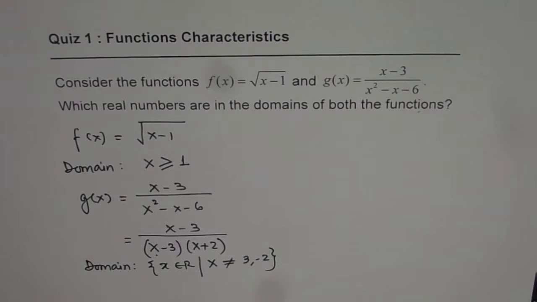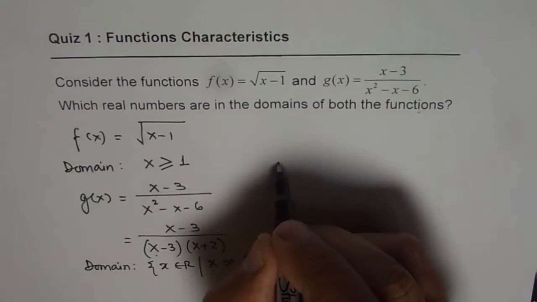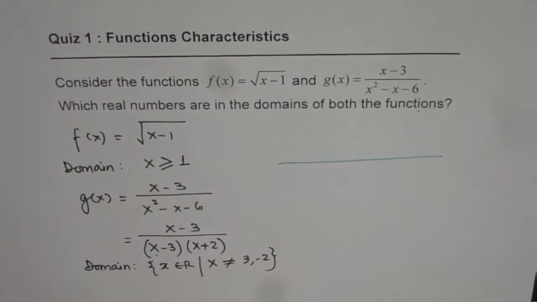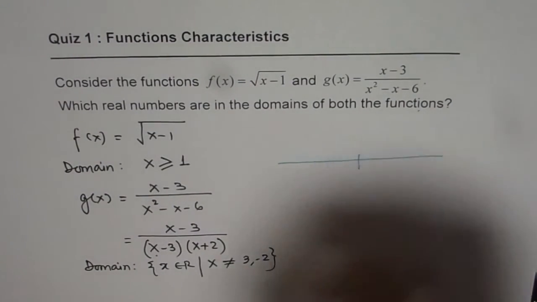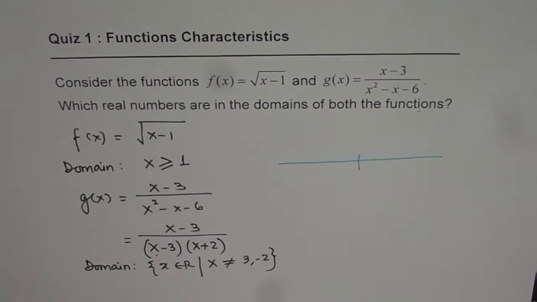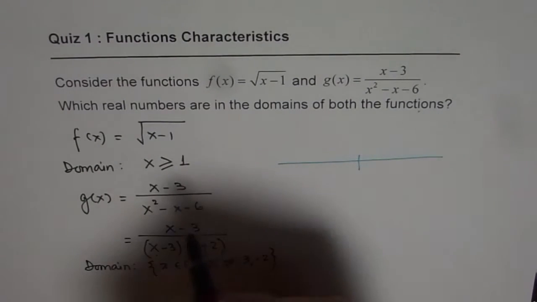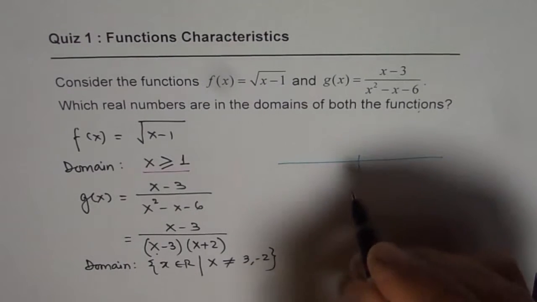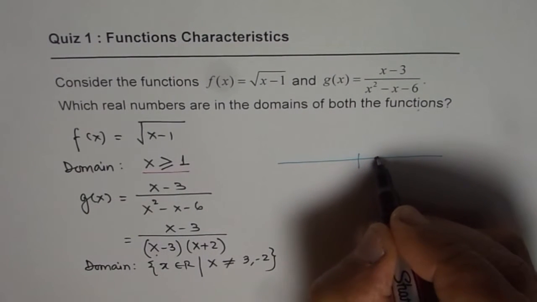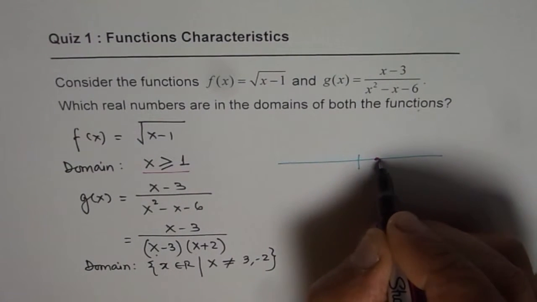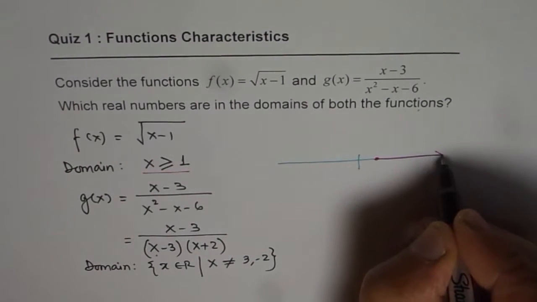So what we have here is the domain of both the functions. Let us put them on a number line. Let us say this is 0 for us. In that case, for the first function, square root of x minus 1, it says x is greater than or equal to 1. So that is 1 and this is the domain, right? All this.